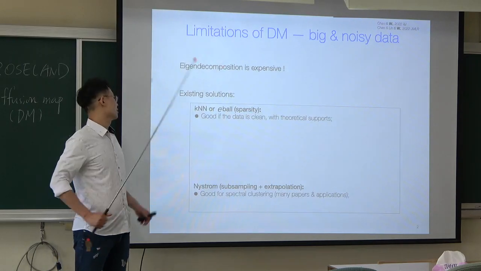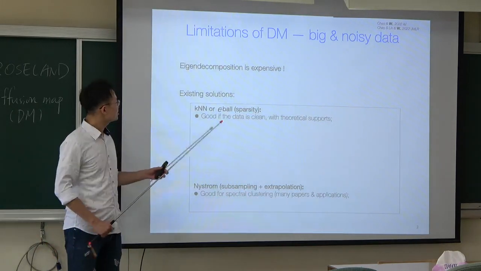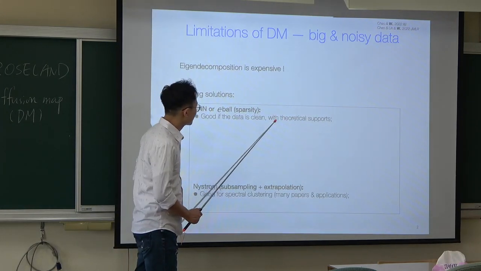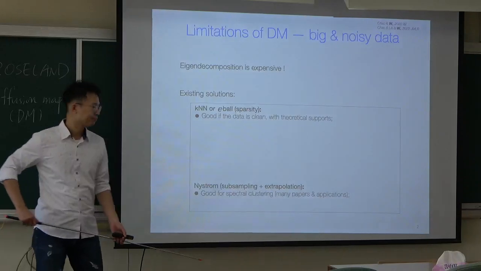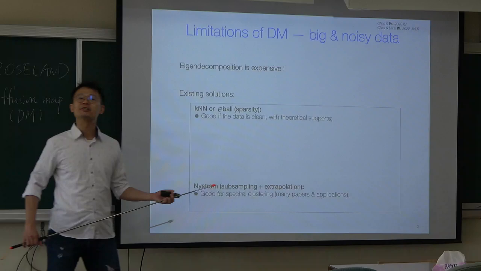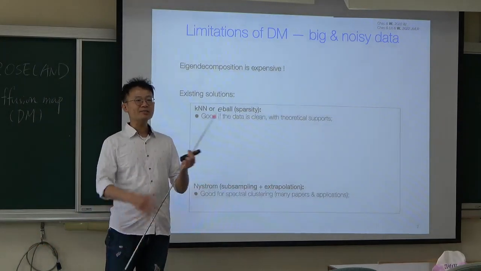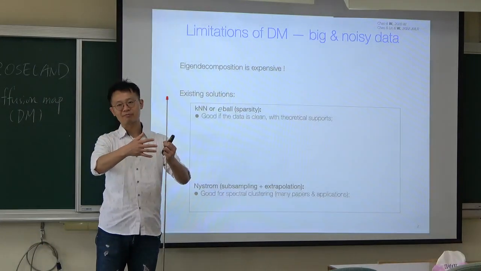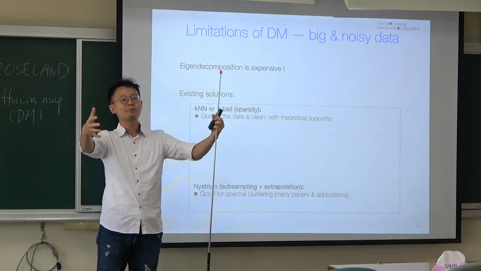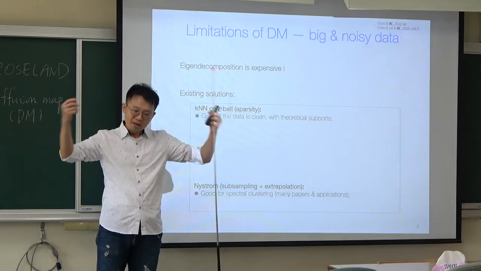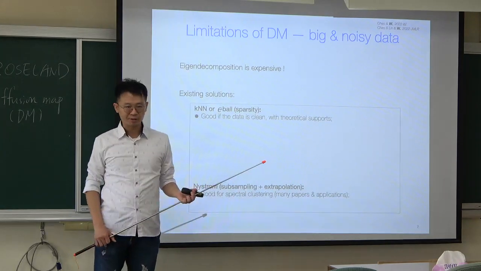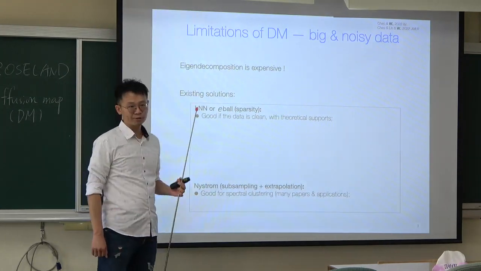Yes, you can make it sparse, but this approach is only good if the data is clean, and certainly you have theoretical support. Another thing you can try is the Nyström extension. That is, we downsample the data. For example, we originally have 1 million points, and now we only take 1,000 subsampled points out of the 1 million, run the algorithm first, and then do extrapolation. This is called the Nyström extension.